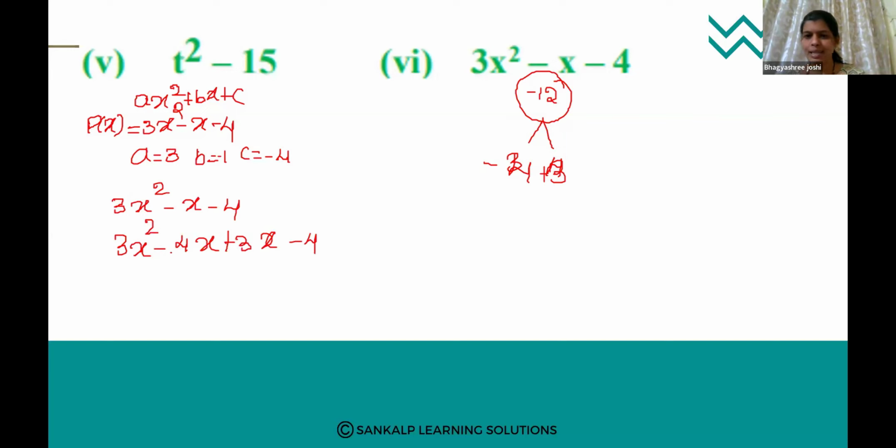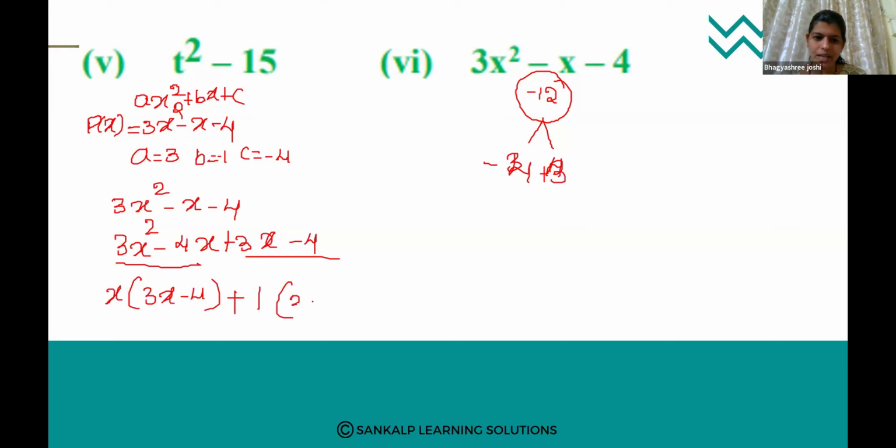ನಿಮಗೆ ಲೆಟರ್ಸ್ ಕಾಣಿಸ್ತಾ ಇದೆ ಅಂತ ಅನ್ಕೋತೀನಿ. Okay, make two groups. So in first group, which term is common? Yes, dear children, which term is common? X is common. So I will take x outside. Then 3x minus 4 will remain in the bracket, plus here nothing is there means 1 is common. So 1 I will take outside. 3x minus 4. So 3x minus 4 is one factor and x plus 1 is another part.